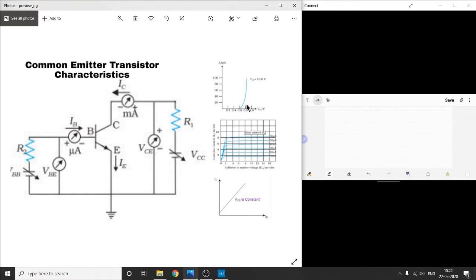For taking the second set of observation, you have to change this value VCE from 10 volt to 20 volt. Then again you repeat the experiment, same steps. With the VBE, you will get the IB. Make a table for VCE constant and the value of VBE and value of IB. You will get the value of this type of characteristics again.